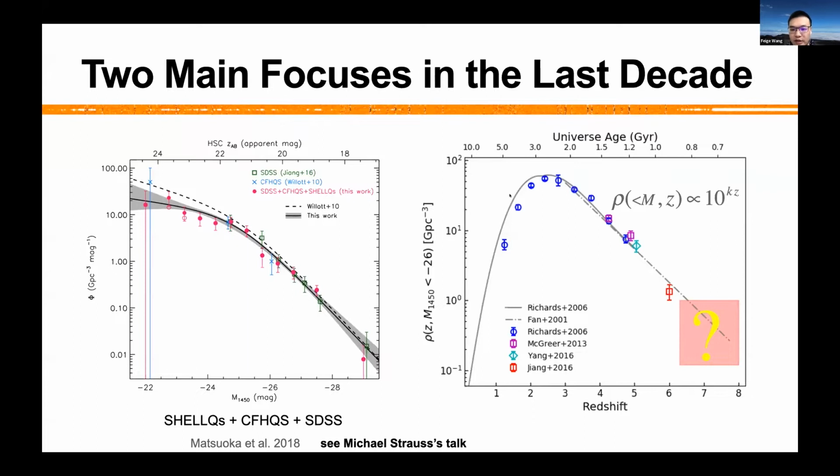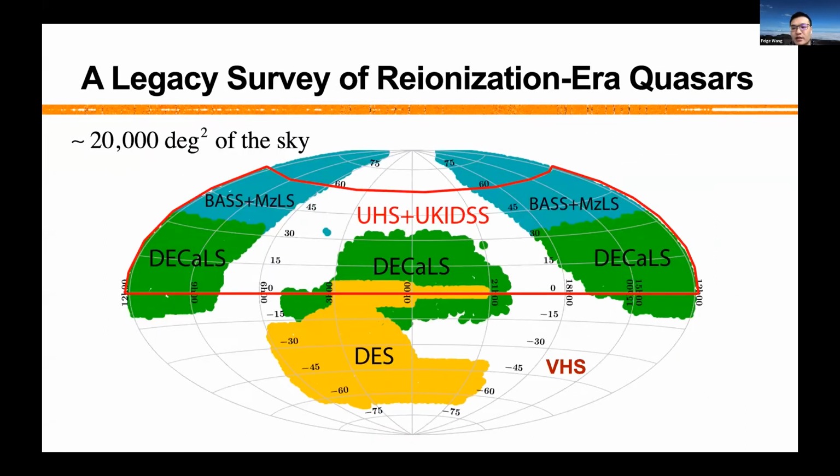The other focus is to push toward finding the most distant quasars, the earliest billion solar mass black holes, which has been my focus in the past few years. But in order to find those very distant quasars, you really need a wide-area sky survey. In addition, Lyman alpha, the main feature of quasar spectra, is shifted into the infrared if you go to redshift beyond 7. So you really need both optical and infrared imaging in order to find those distant quasars.